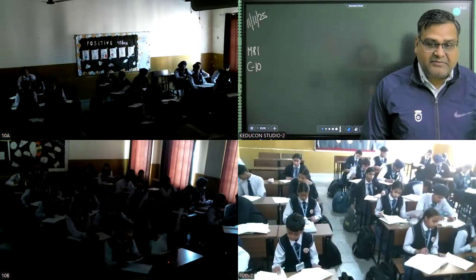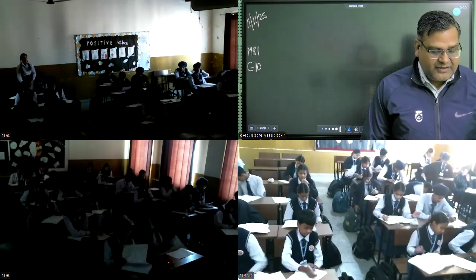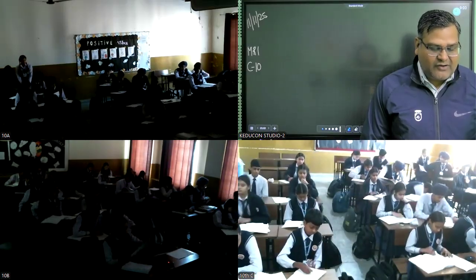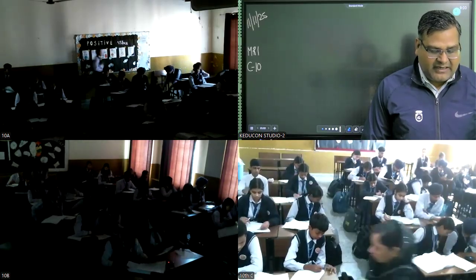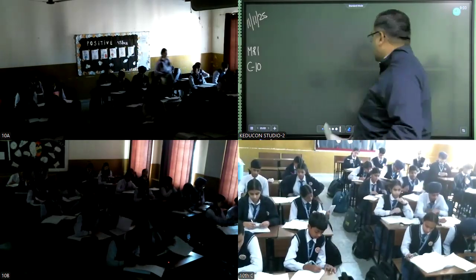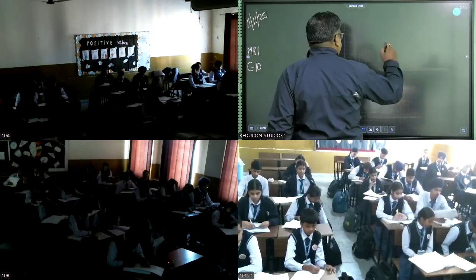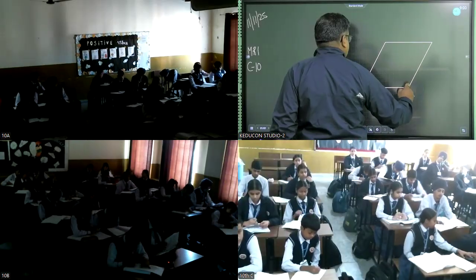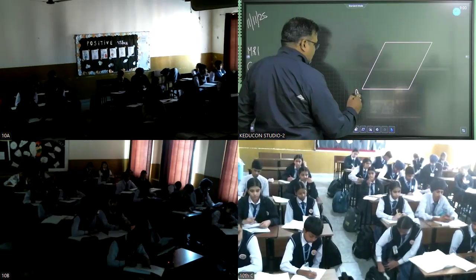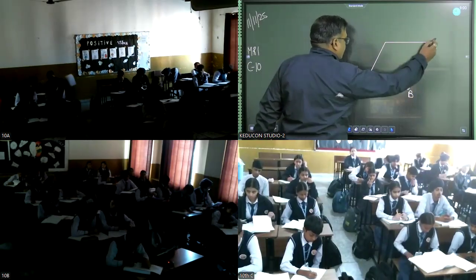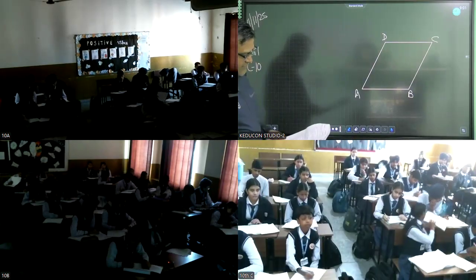The assignment on coordinate geometry, multiple choice. Question number 5. The fourth vertex D of a parallelogram ABCD, whose three vertices are given. So students, see, there is a parallelogram ABCD, right? A, B, C, and D. Now, three of its vertices are given.